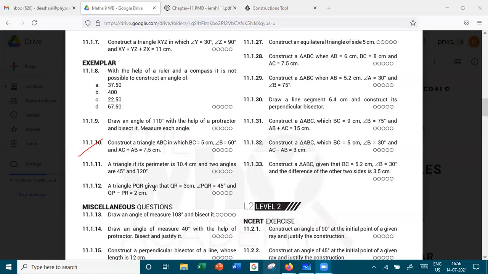Okay, they haven't really given the measure of angles here, or the measure of the line segments here, so no idea what it should come to. Okay.